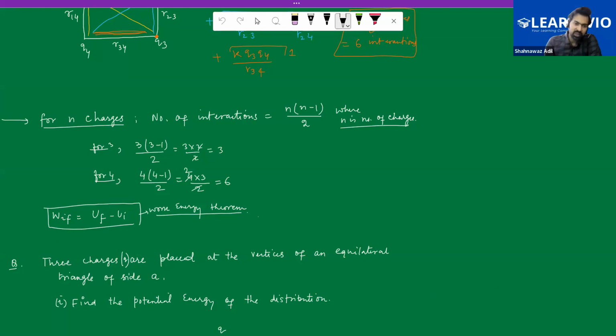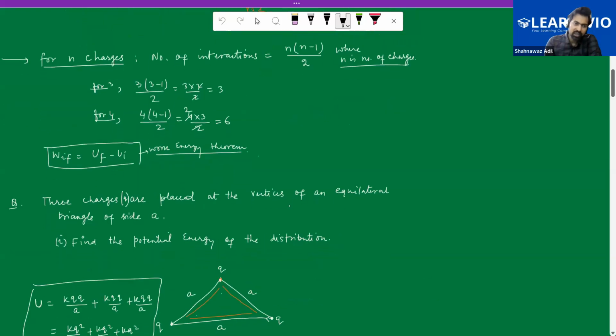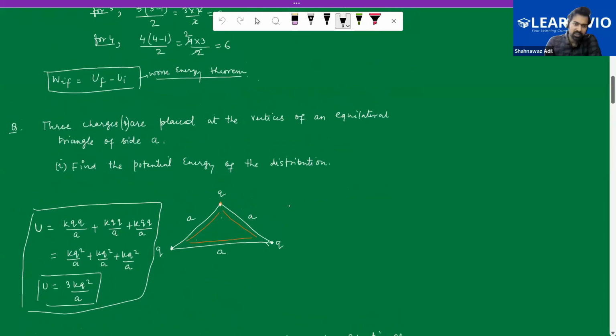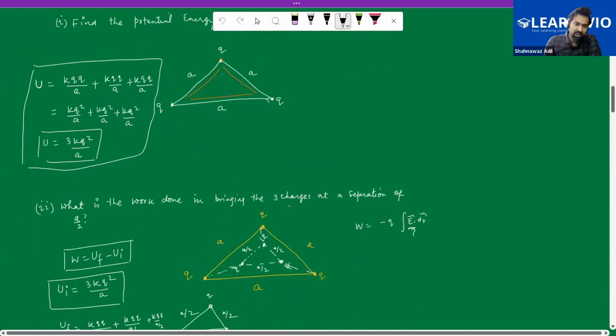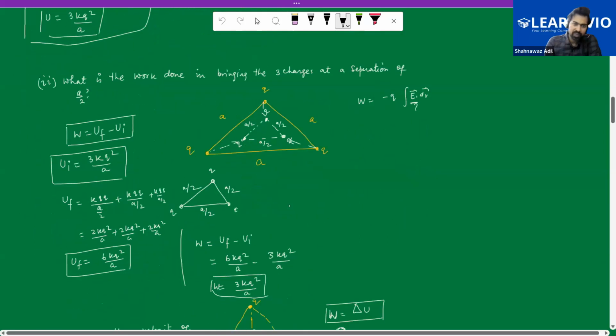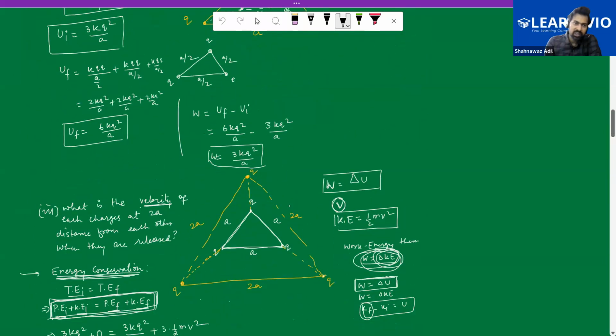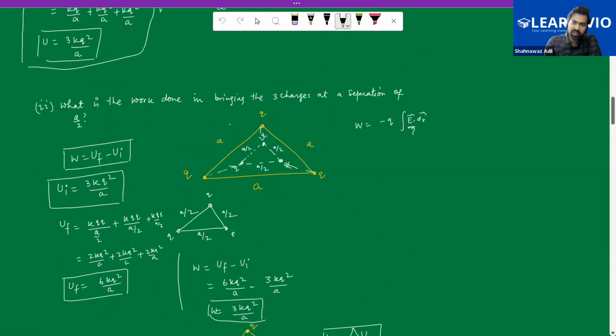So yeah, and now let us see. So this simple question is good. Okay, do we need this thing? What is the work done in bringing three charges at a separation A by 2?